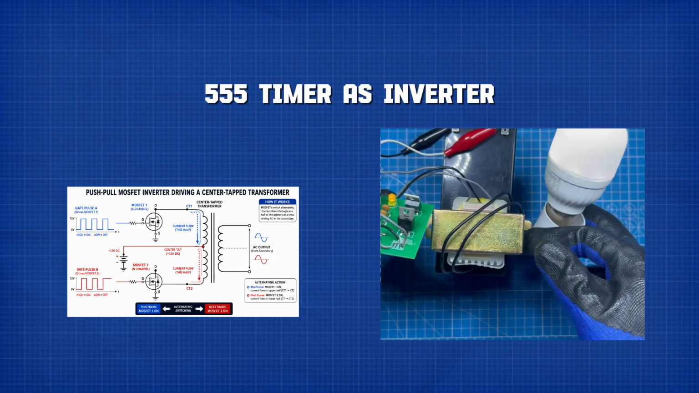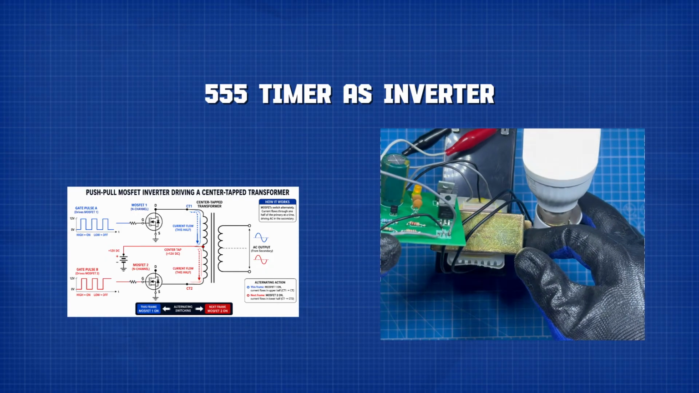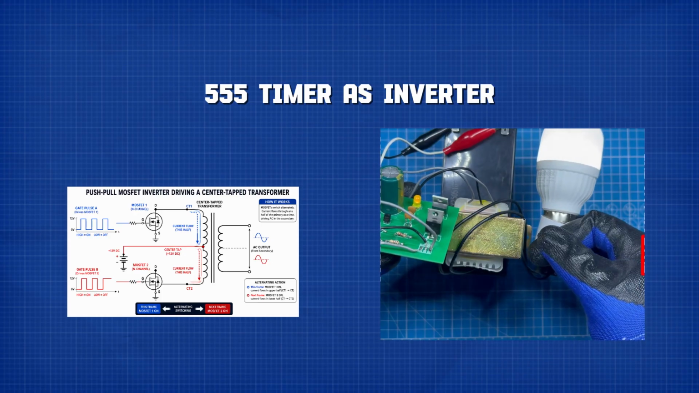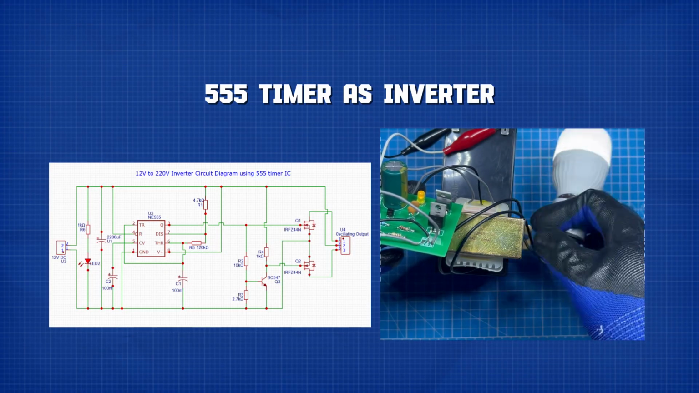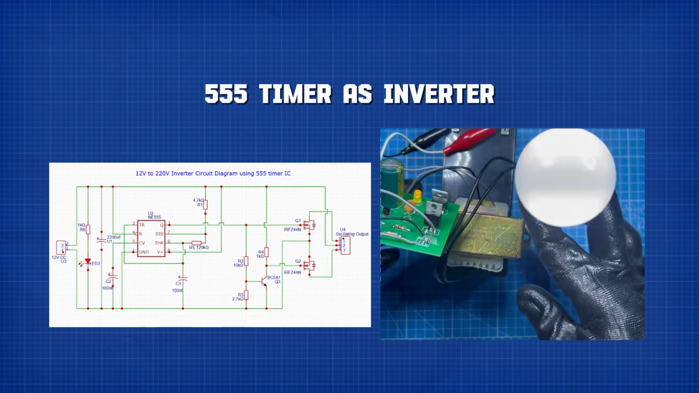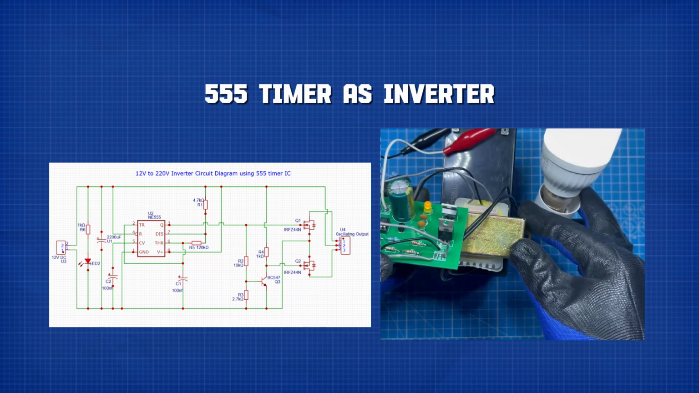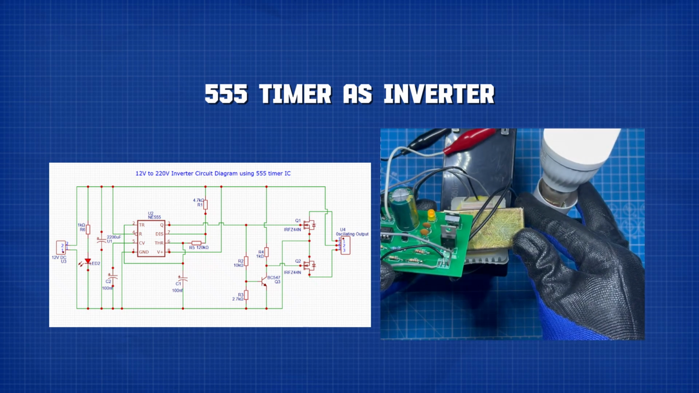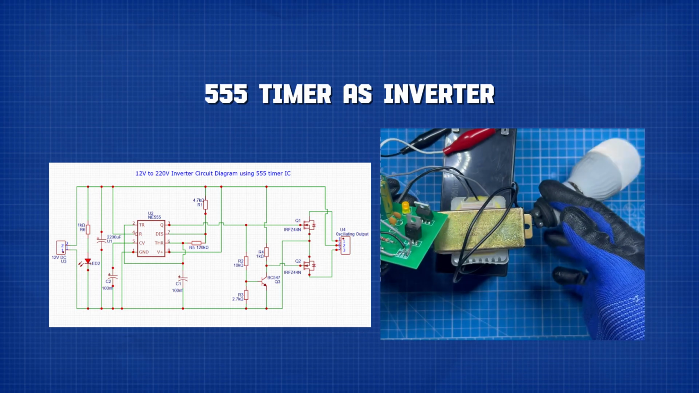So in simple terms, the battery provides 12 volts DC. The 555 timer creates the switching signal. The MOSFETs switch the transformer. The transformer steps up the voltage, and the bulb lights up. This is not the same as a professional pure sine wave inverter, but it is a very good project for understanding the basic principle of inverter circuits.